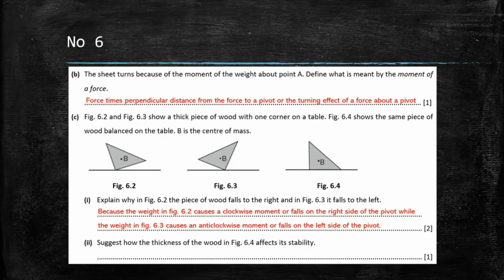Cii. Suggest how the thickness of the wood in Figure 6.4 affects its stability. The thicker the wood, the greater its stability because it will have larger base area.